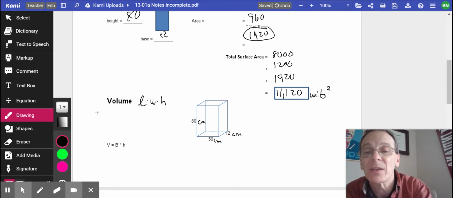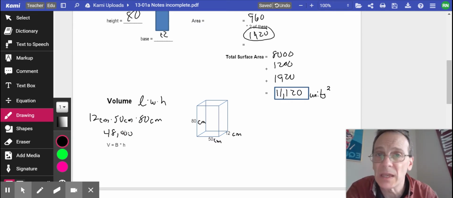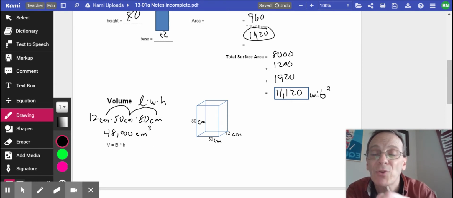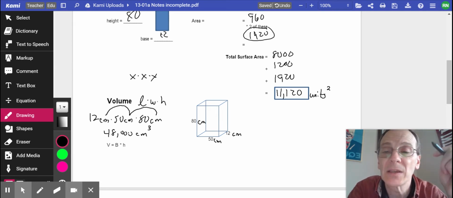12 centimeters, 50 centimeters, and 80 centimeters. Length times width times height then would not simply be 80 times 50 by 12. It would be 12 centimeters times 50 centimeters times 80 centimeters. The 12 times the 50 times the 80 would be 48,000. What are the units then associated with this volume? Centimeters times centimeters times centimeters. What is that? It's centimeters to the third power, right? Just like x times x times x is x cubed, 48,000 centimeters cubed, or cubic centimeters.